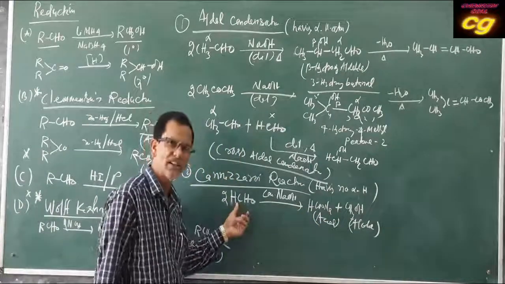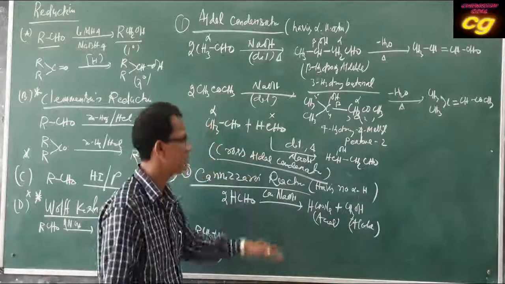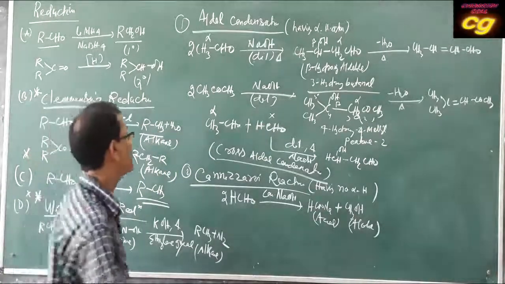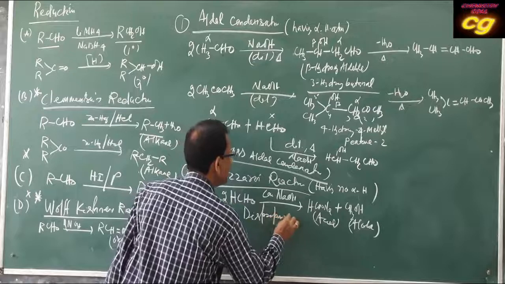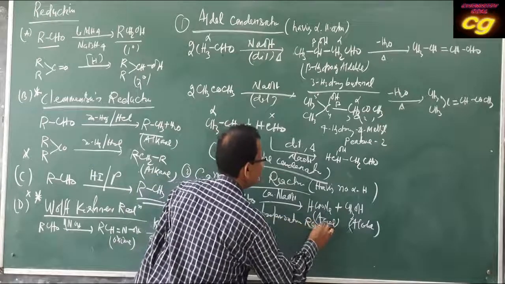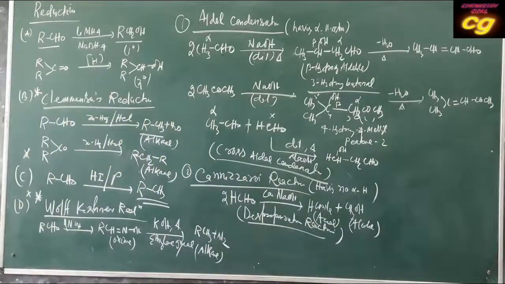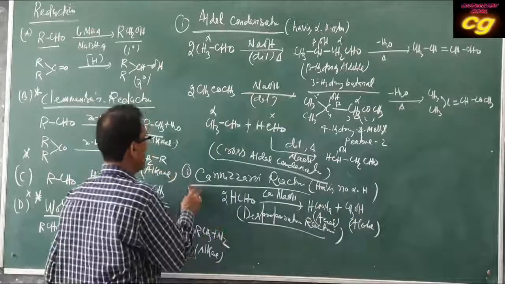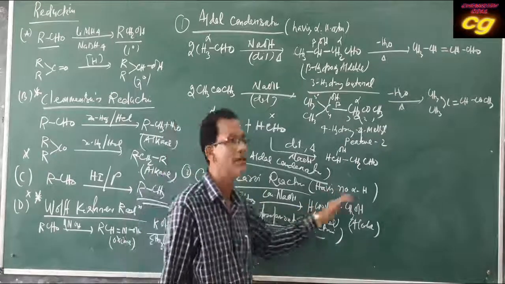As the same compound gets oxidized and reduced, this is oxidized and this is reduced, that's why this reaction is also called what? This reaction is called a disproportionation reaction in organic chemistry. Disproportionation reaction means the same organic compound gets oxidized and reduced. You remember this, it is very important. Which organic reaction is called a disproportionation reaction? Cannizzaro's reaction, because the compound gets oxidized and reduced.